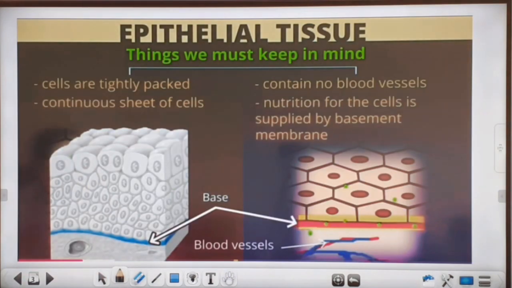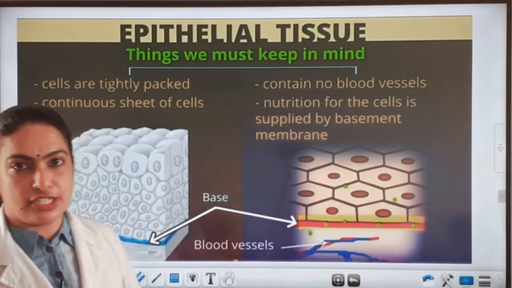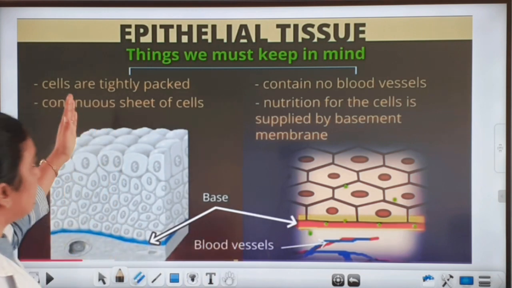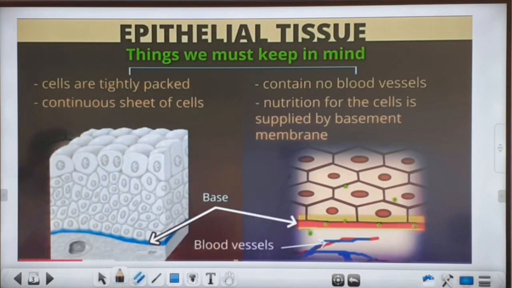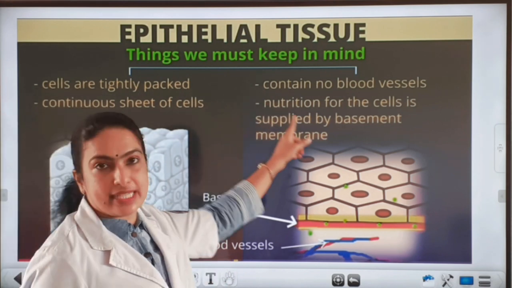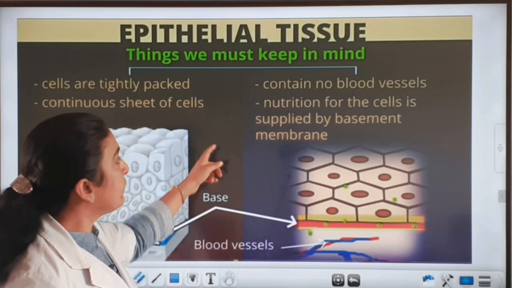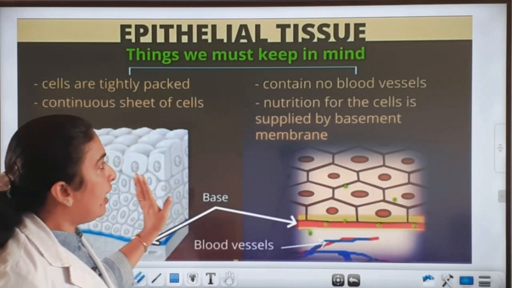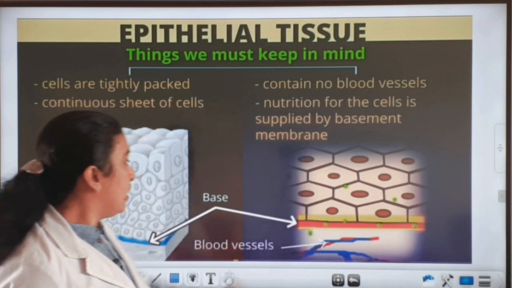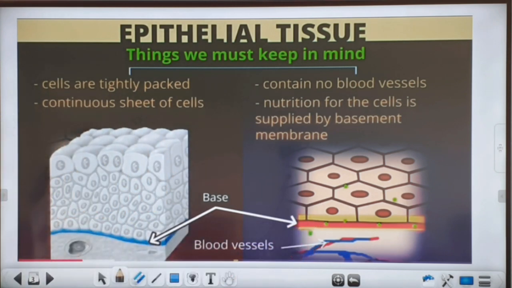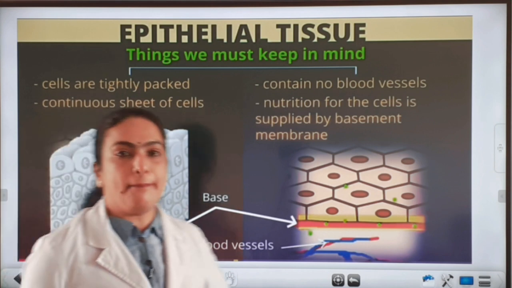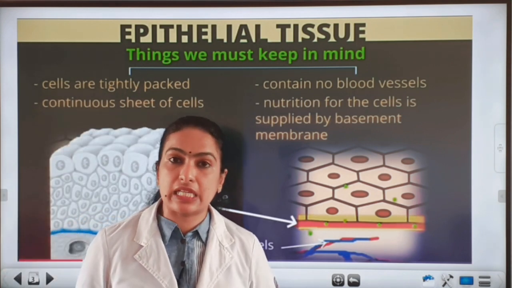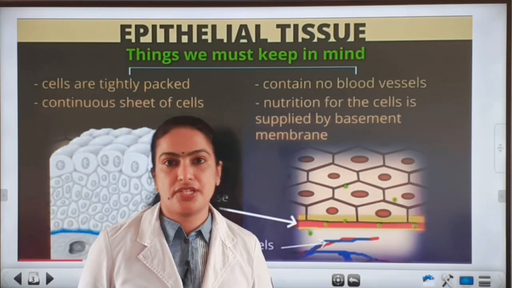Okay, next we can see the epithelial tissue, the first tissue that is for providing protection, in detail. In epithelial tissue, the cells are tightly packed in a continuous sheet, and there are no blood vessels or blood supply. The nutrition for the cells is supplied through the basement membrane. This epithelial tissue is exclusively for providing protection.